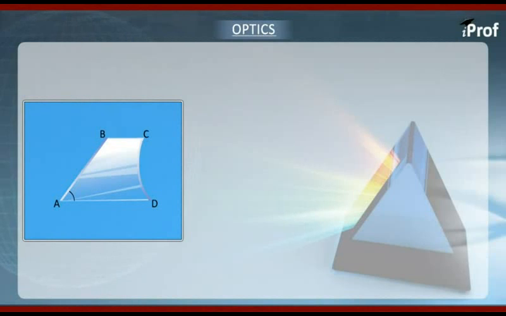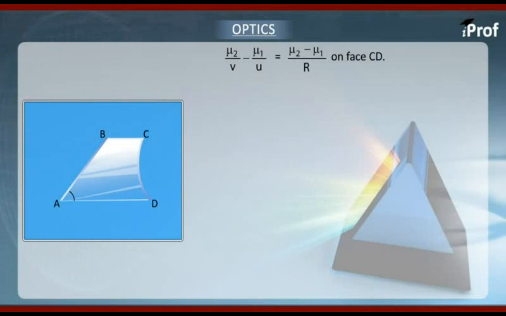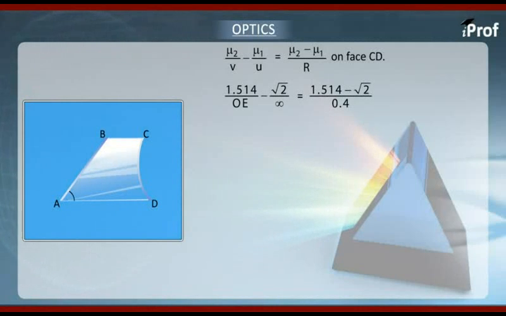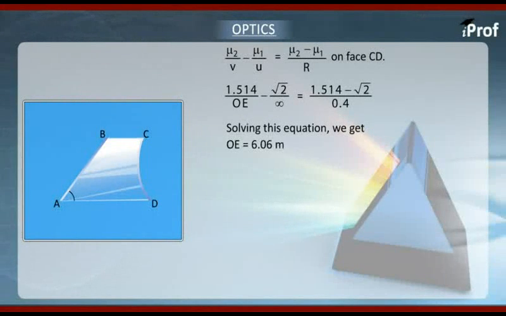u will be infinity. So making appropriate substitution, mu2 will be taken as 1.514, mu1 will be root 2, u will be infinity, and radius of curvature of this spherical surface is given to be 0.4 meter, and v will be our answer. We need to find here OE. Now making substitution, we get the value of v as 6.06. We have to work out our answer up to 2 places of decimal. So we report our answer, that is OE distance, as 6.06.